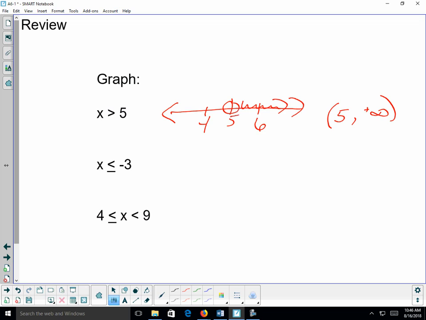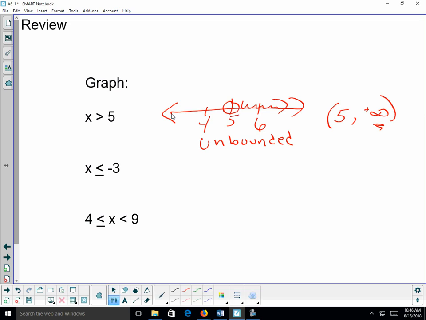Then your book asks you to determine whether these are bounded or unbounded. In order to be bounded, that means you have a definite starting or stopping point, or you have both a definite starting and stopping point. Since 5.0001 would be included, but not 5 itself, this one does not have a definite starting point, and the infinity means that there's definitely not a definite ending point. So this is what's going to be called an unbounded inequality.